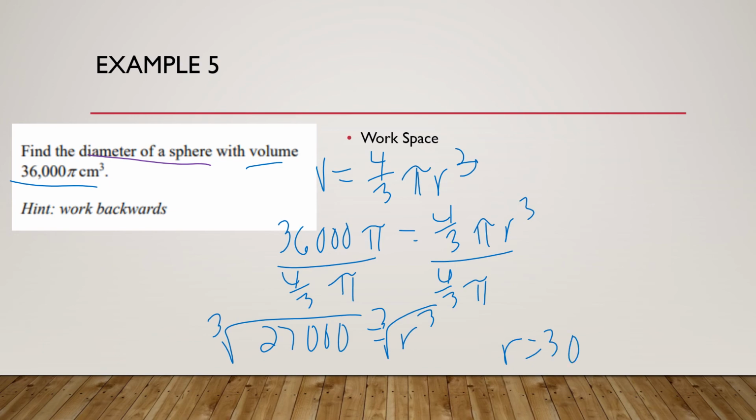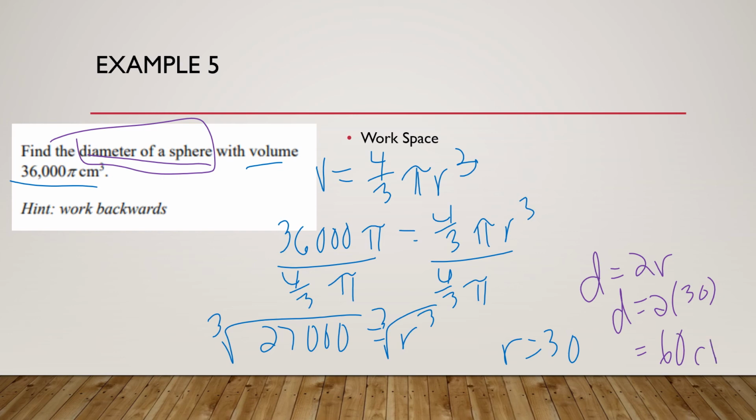But the question is asking us for diameter. So diameter is going to be equal to 2 times the radius. So we would take 2 times 30, which would give us 60, and we are measuring in centimeters.